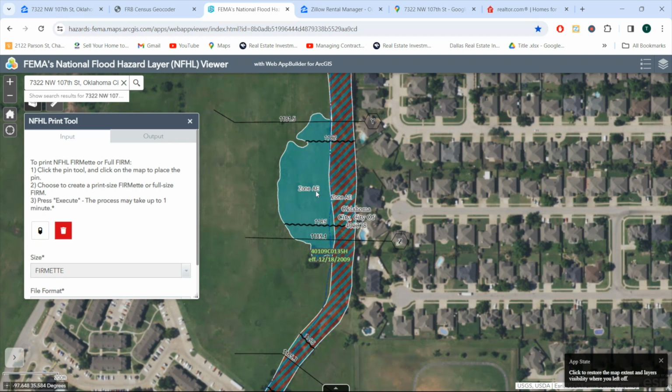Well, it matters to both flippers and buy and hold investors, because the buy and hold investor has to factor that into their monthly costs, right? That's going to take away from their profit. And for a flipper, it may make it harder to sell the property if it's in a flood zone when there are other properties available that are not in flood zones. You kind of catch my drift?